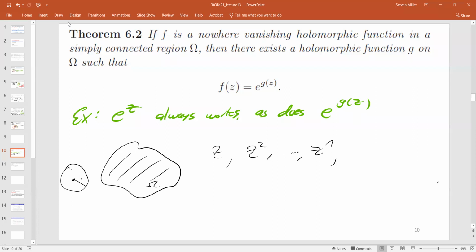Okay, what else? 1 over z. What else? So I'm staying away from this disk of radius 1 at the origin. 1 over z to the n, sure. What else can we do? We've still got, what, 32 minutes? 22 minutes. So if we can define the logarithm here, could the logarithm vanish?